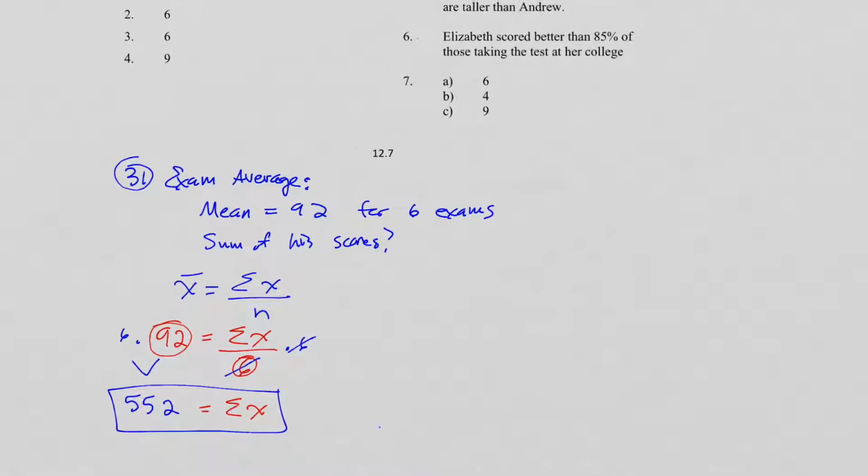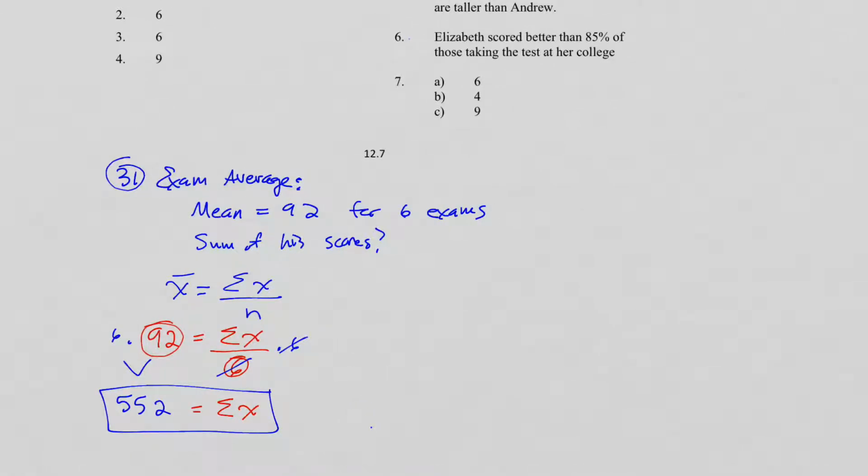So that's one application, is finding this part right here, the sum of your scores. So let's take a look at another application regarding exam grades. So that would be number 37. So this one's grading methods.